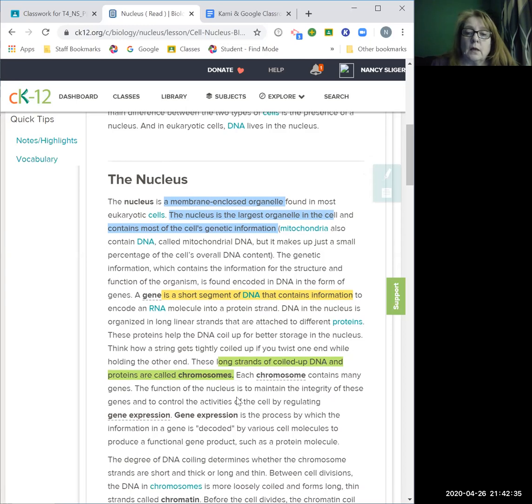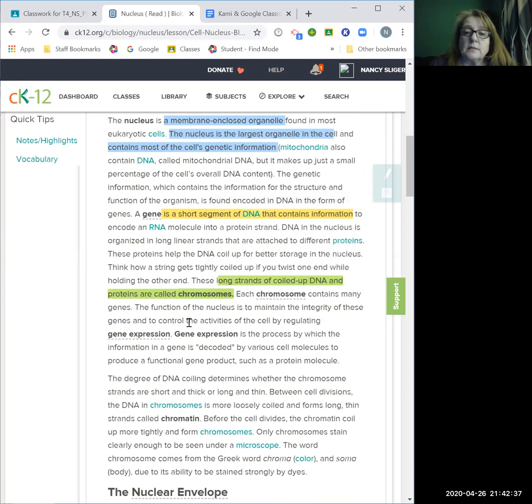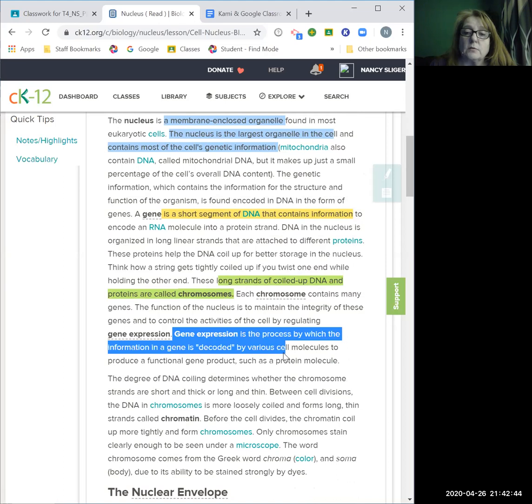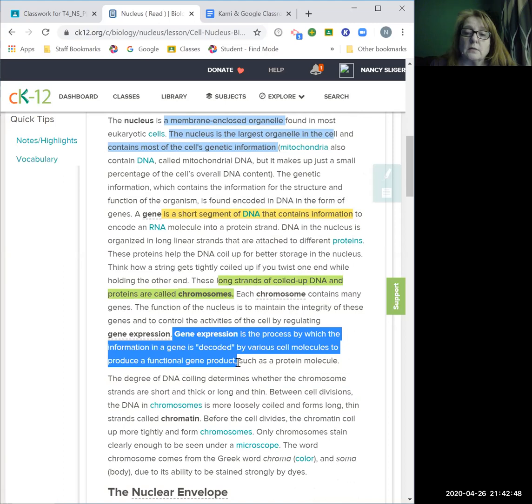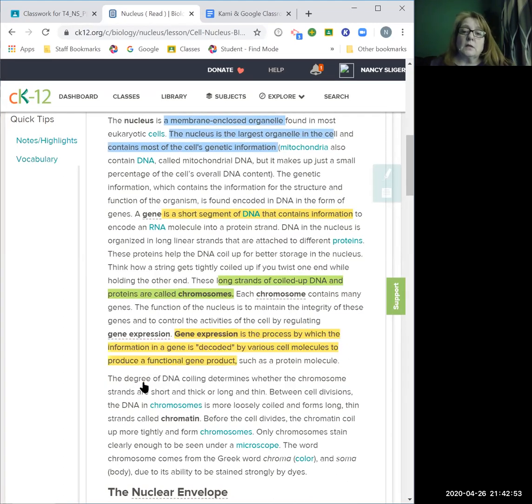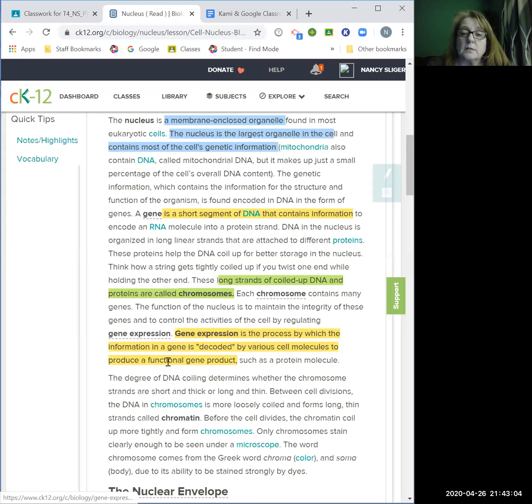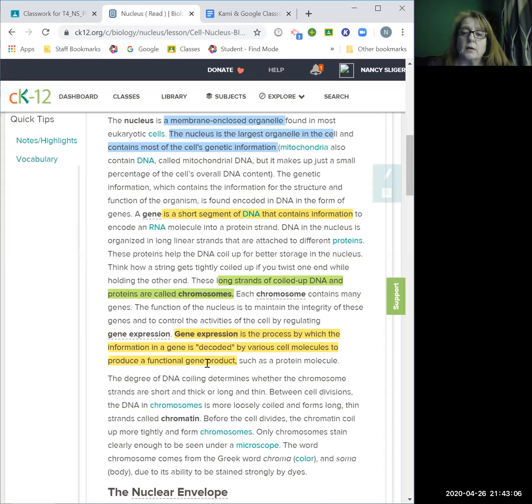Gene expression is the process by which the information in a gene is decoded by various cell molecules to produce a functional gene product. What that means is gene expression is the process by which the information in a gene is decoded by various cell molecules to produce a product. You can leave off the functional gene product.